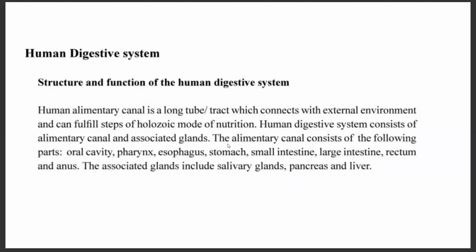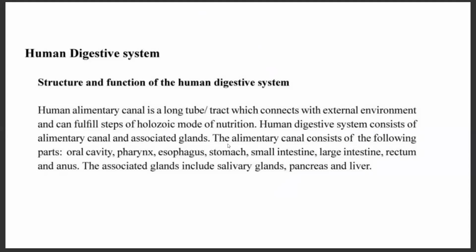Now we are going to learn about those different parts separately. Now, you know, humans are heterotrophic organisms. There are 2 main types of heterotrophic nutrition: holozoic mode of nutrition and symbiosis.